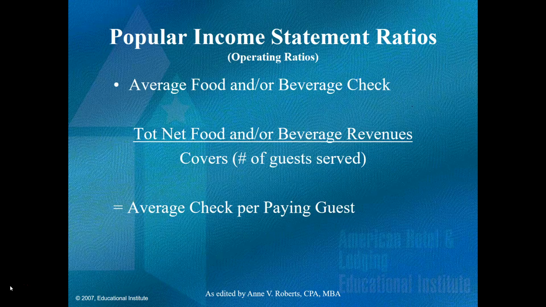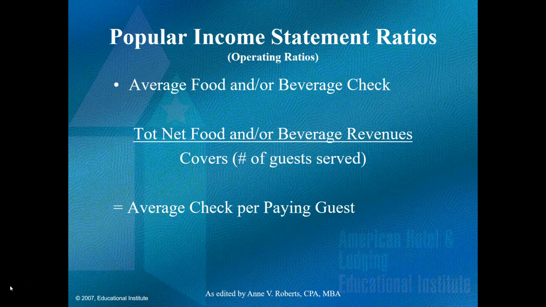If we're talking about food, picture a restaurant with a restaurant area and a totally separate bar. Now we're talking about everybody in the restaurant that only ordered food. So we're looking at their total food revenues and we're figuring out how many people we actually served there. So again, average check per paying guest.